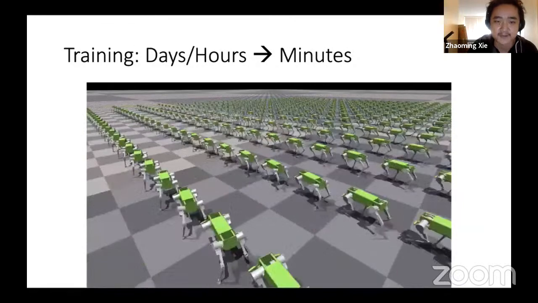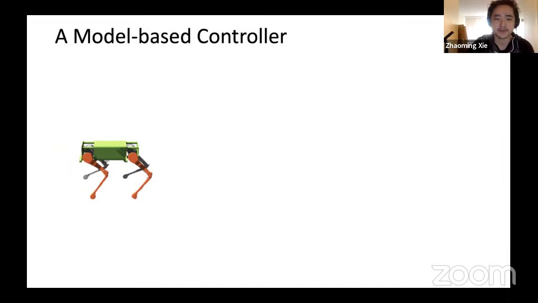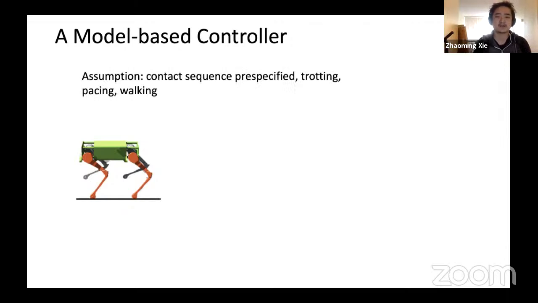Okay, great. Next, I will briefly tell you about how we do control for our quadruped. It's a combination between reinforcement learning and model-based control. So again, some background on a model-based controller that we implemented on our robot. We'll try to control this quadruped robot called Loco-Go. First we make the assumption that the contact sequence is pre-specified by some users. So either the robot is doing trotting, pacing, or walking. At each moment in time, you will know which set of legs are in contact with the ground and which set of legs are in swing phase. This allows us to divide the control into stance foot control and swing foot control.